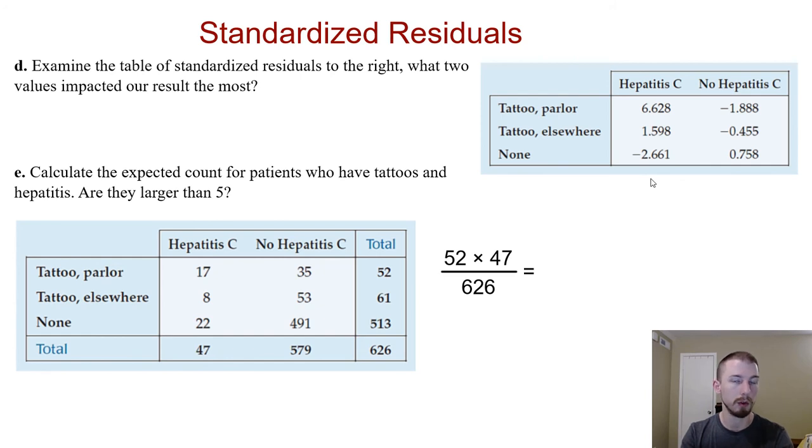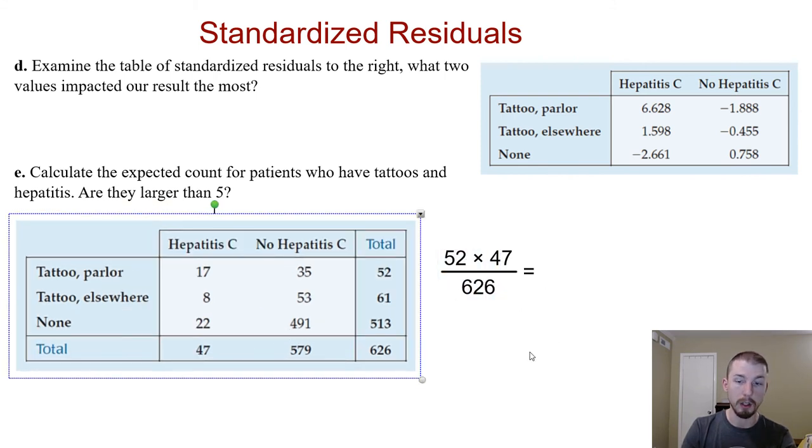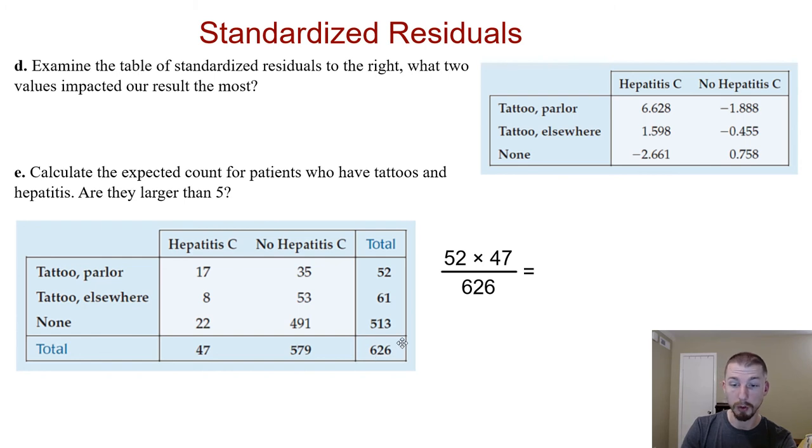We'll take that with a grain of salt, and we'll continue on because the plot thickens a little bit. So calculate the expected counts for patients who have tattoos and hepatitis C. Are they larger than 5? So remember, we didn't check our assumptions and conditions, and we might have violated something. If they're independent, then the probability of having a tattoo times the probability of having hepatitis C gives the probability of having both, the overlap of those two. We just multiply them. So if I take 52 out of 626 times 47 out of 626, that would give me the overall probability. Then if I multiply that by my total, that'll give me the actual count. So what I did is I just didn't divide it by the total twice.